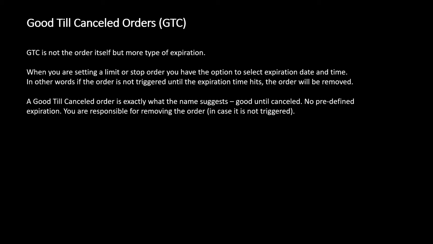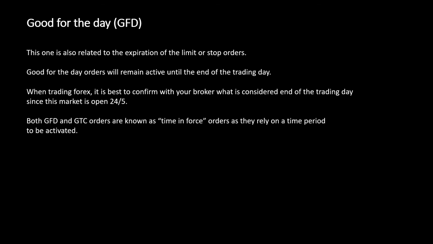So the GTC, the good till cancelled orders, the idea here is it's not the order itself, but more a type of expiration. Meaning, when you are setting a limit or stop order, you have the option to select an expiration date and time. In other words, if the order is not triggered until the expiration time hits, the order would be removed. A good till cancelled order is exactly what the name suggests. It's good until it's cancelled. And no predefined expiration. You are responsible for removing the order. It's very important to understand in case it's not triggered.